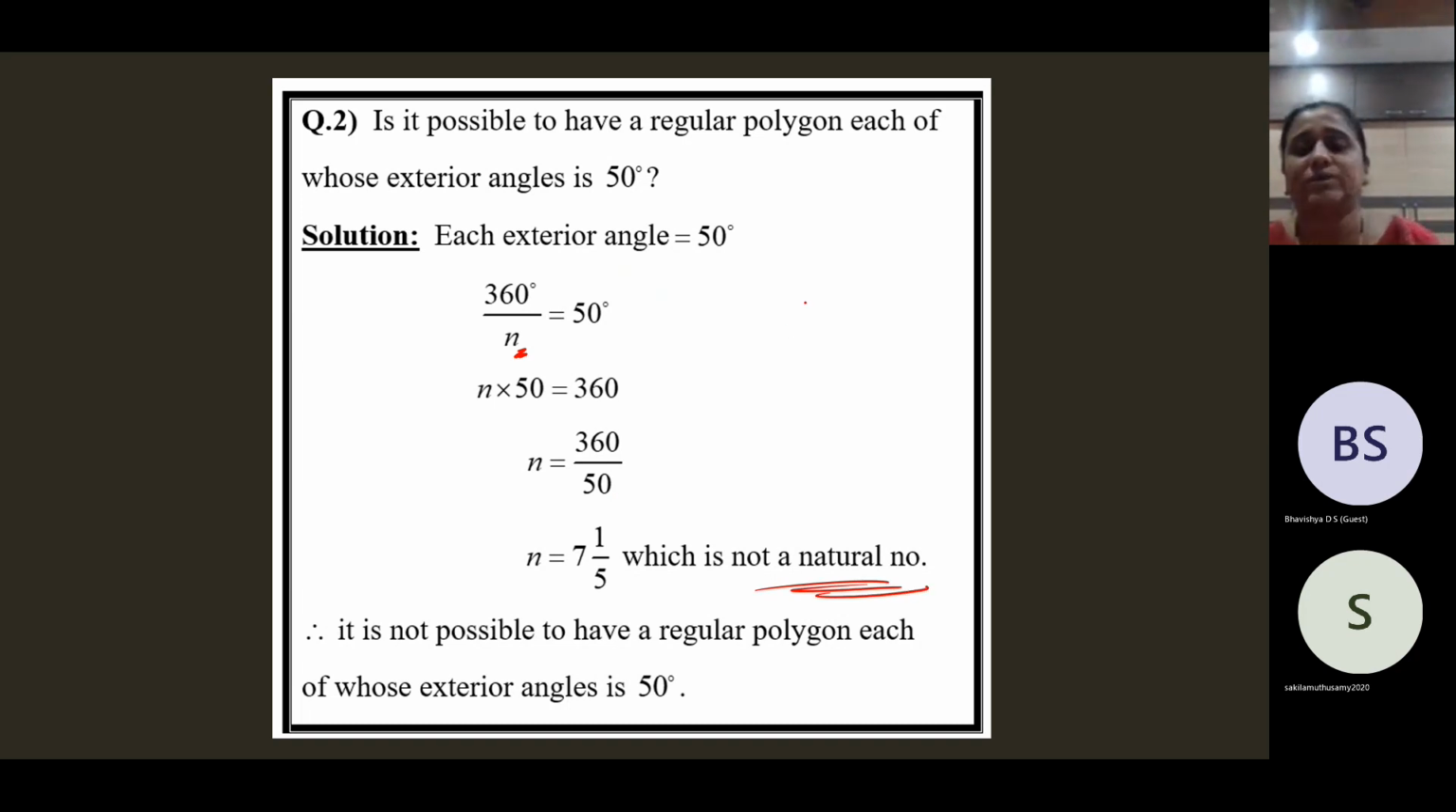Because the number of sides has to be like 4, 5, 6, 7, n, no? Therefore, it is not possible to have a regular polygon, each of whose exterior angles is 50 degrees. Right, children?